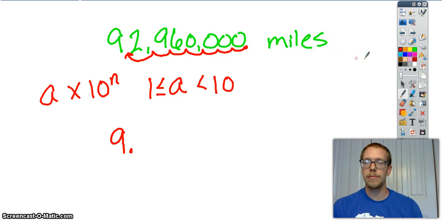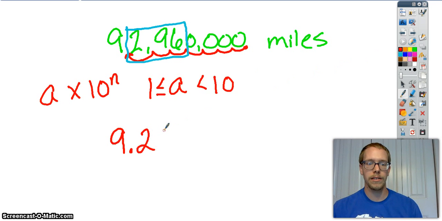Now we can't forget about these numbers right here. These are important to us. So we're going to keep them. You're going to notice in a second, these zeros are going to seem like they disappear, but they really don't. But these numbers are important. We want to hang on to those. So 9.296, that's our A. Now times 10.